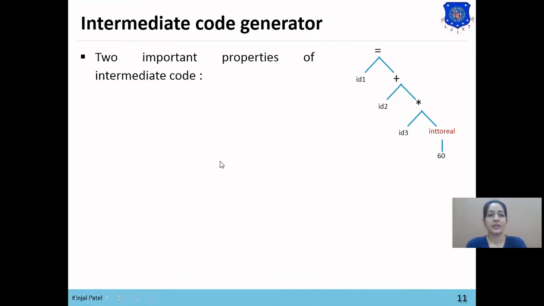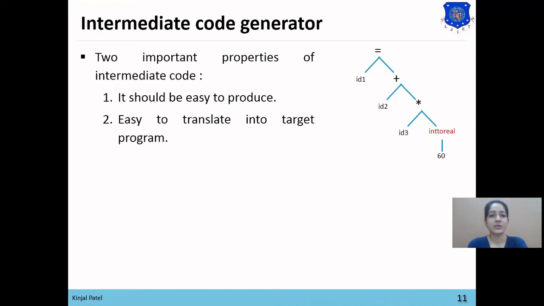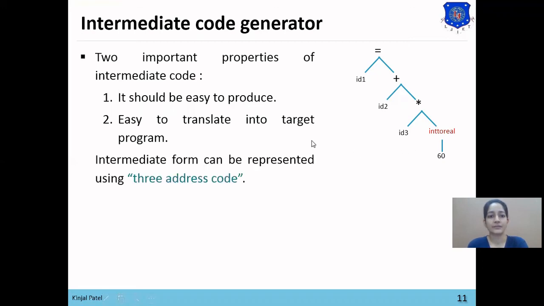There are two important properties intermediate code should have. First, it should be easy to produce, and second, it should be easy to translate into the target program, as we want to convert this intermediate code into the target program. So intermediate code can be in different forms like three address code, tuple, triple, indirect triple, postfix notation, polish notation, but the most popular one is three address code. So here we will convert this parse tree into three address code.